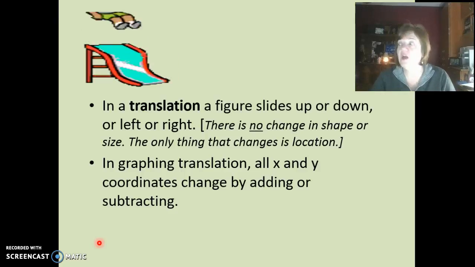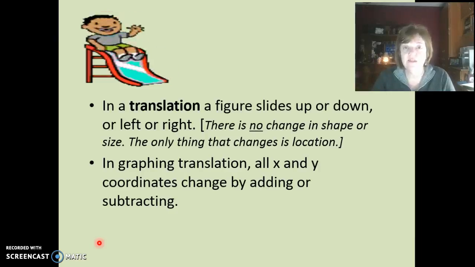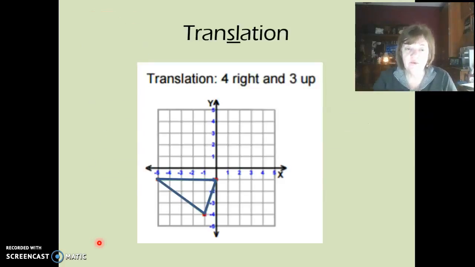So when we're doing it on a graph, you're actually going to add the same number or subtract the same number to all the x and y coordinates. And let me show you on our graph. We're going to move that triangle, and you can see there it says, oh, I'm sorry, not necessarily always the same numbers, but in this case we want to translate it 4 to the right and 3 up. Okay, so watch how this works.